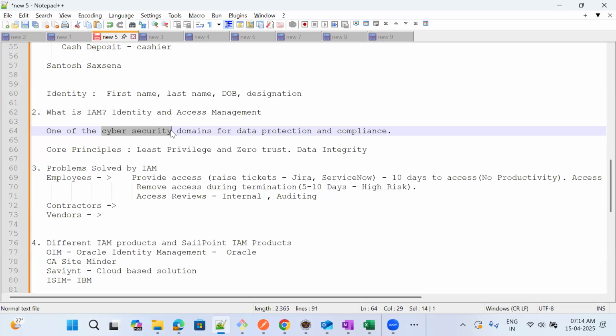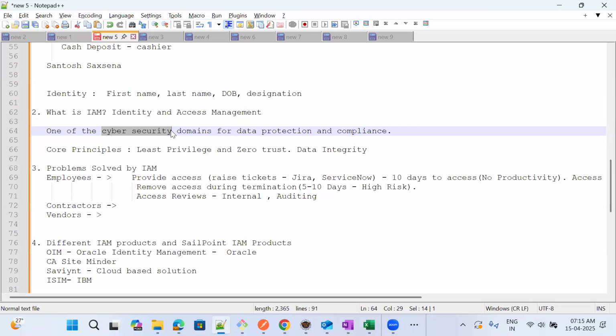For example, you might have heard about VAPT. It's called vulnerability assessment and penetration testing. They test our application in order to exploit any loopholes. They use certain tools and techniques to test any application to make sure that no one can enter that application without a proper authentication and authorization mechanism. So that is one kind of security domain.